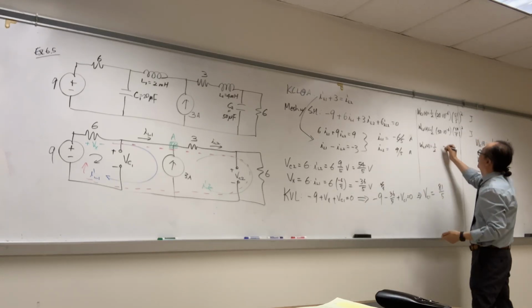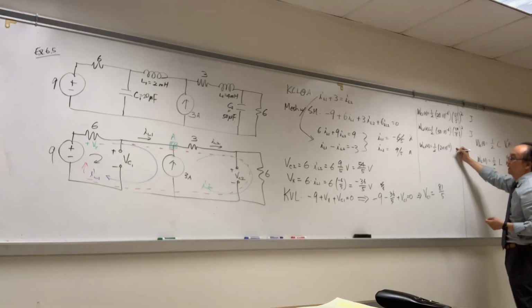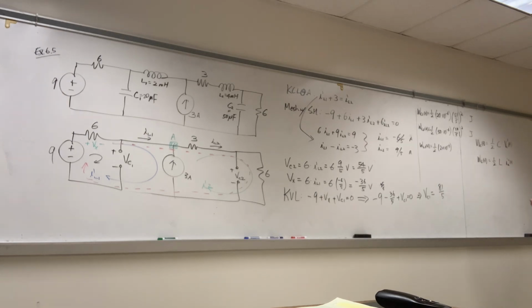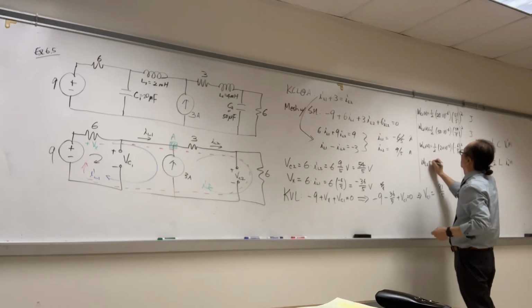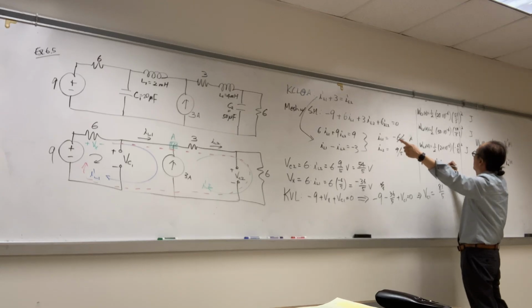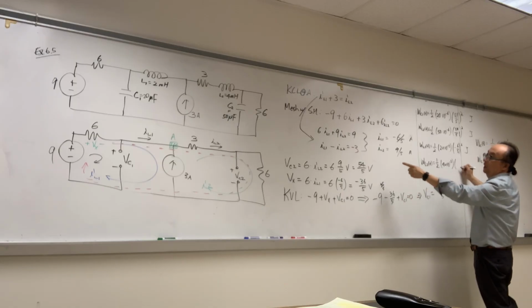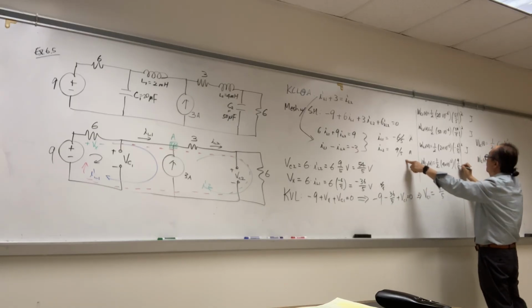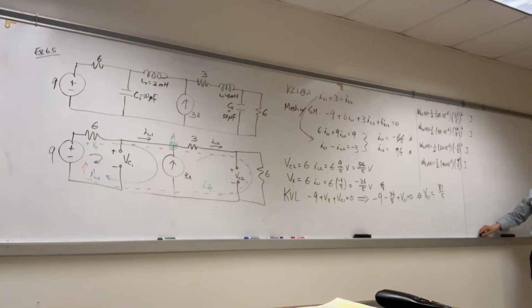And then WL1 of t equals 1 over 2 times L1, 2 milli, 2 times 10 to the negative 3, and then IL1, negative 6 over 5 squared joules. WL2 of t equals 1 over 2 times L2, 4 times 10 to the negative 3, and then IL2, 9 over 5 squared joules. Use your calculator, find the values, that's it.